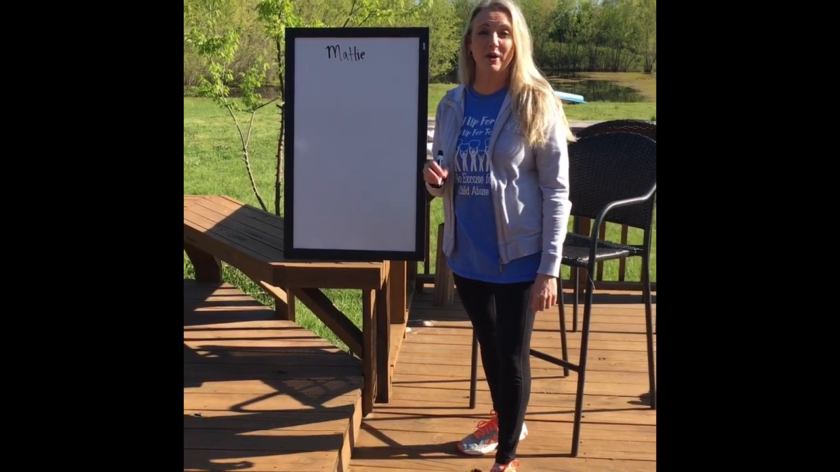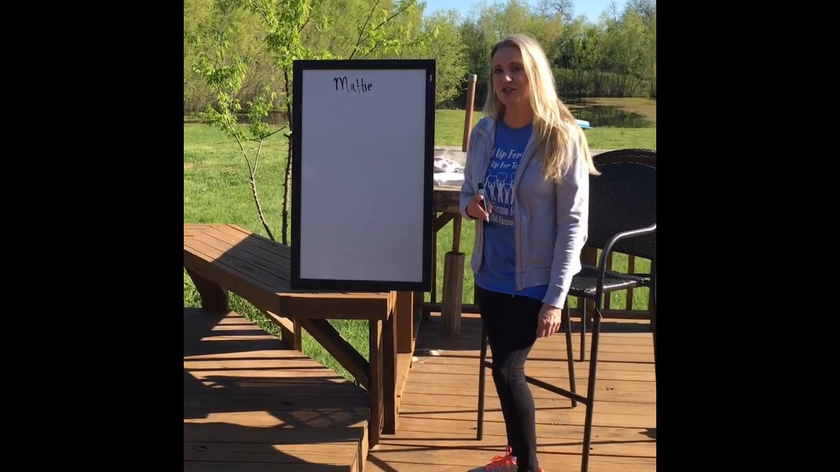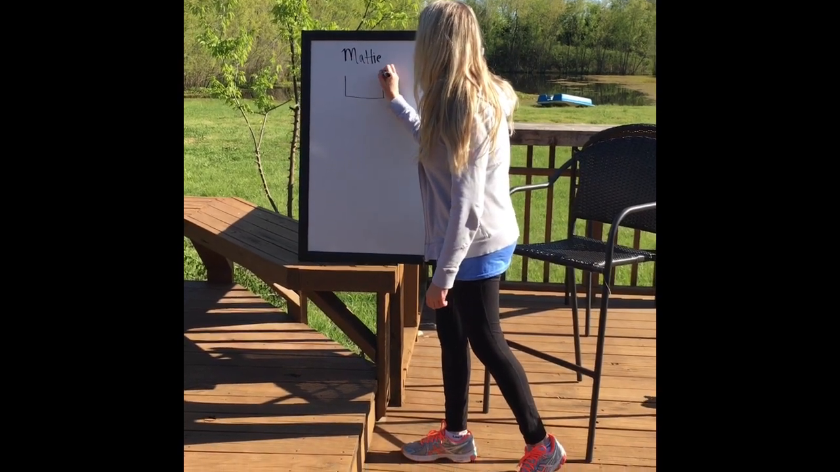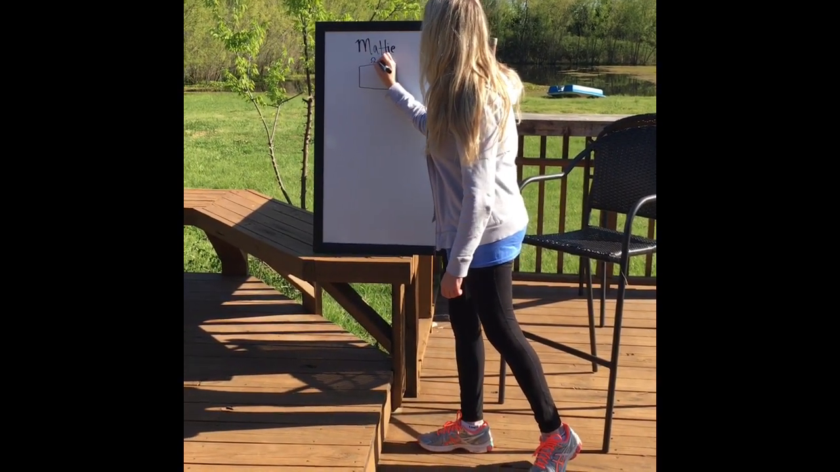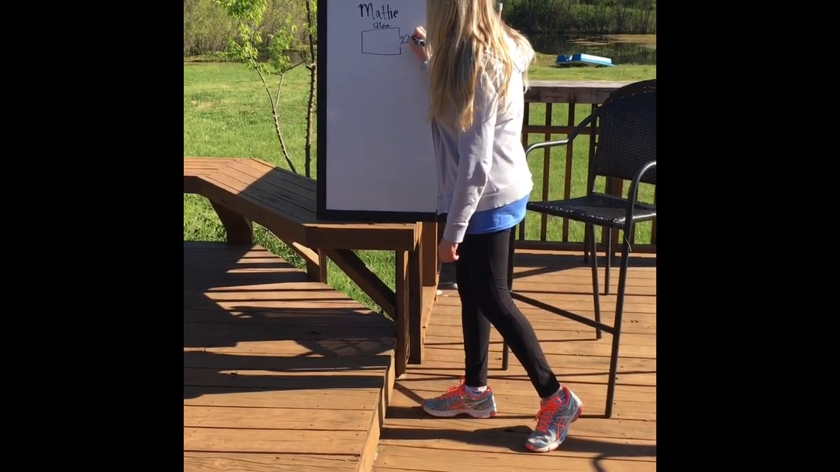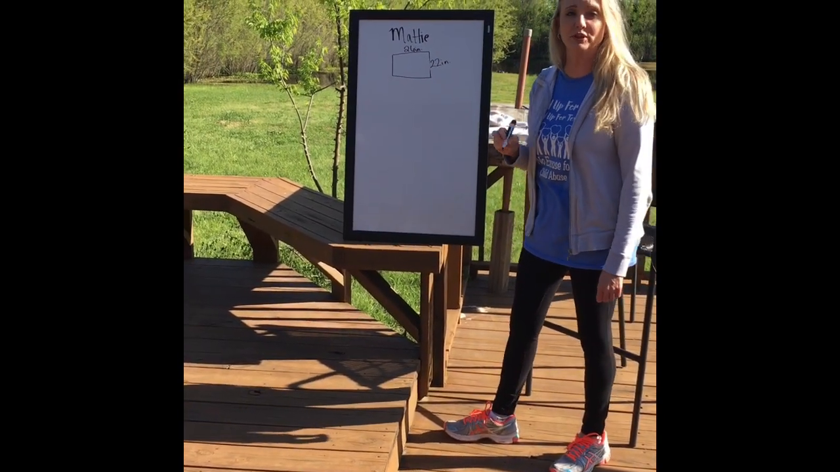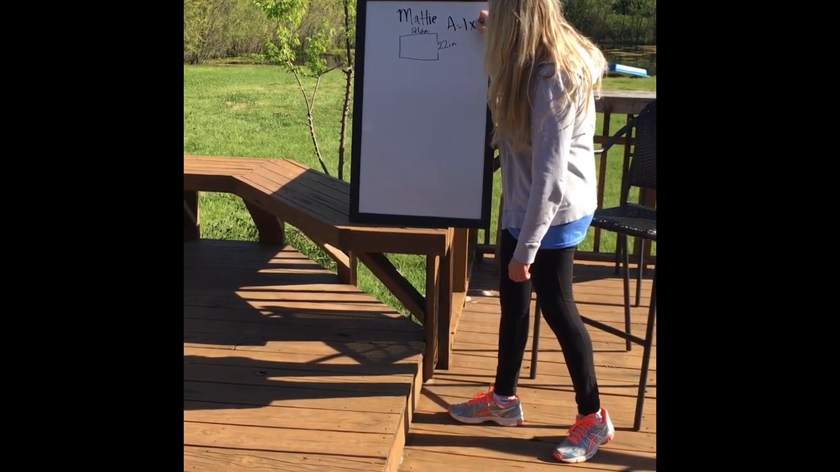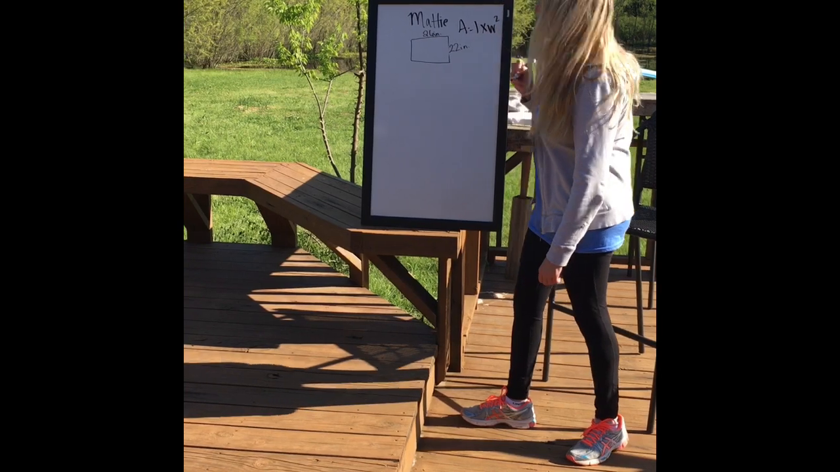Thank you, Maddie, for that great problem. She challenged us to find the area of her closet. So let's draw it out. She told us it was 26 inches by 22 inches. And we know the formula for area. It's length times width squared.